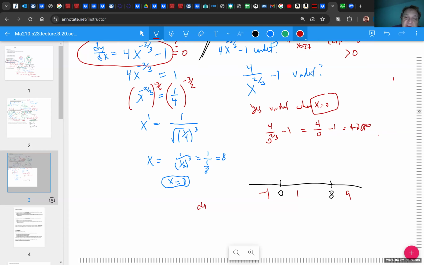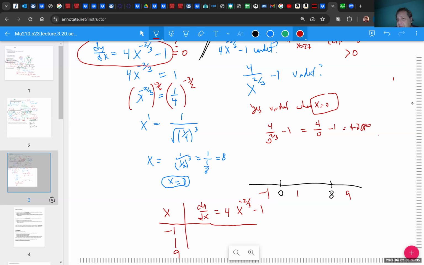So dy dx, and we're going to plug in x values. I'm going to plug in the x value of -1, then +1 and +9. So I'm plugging in a test value in each of these 3 regions and finding out what it is. So the derivative is 4 x to the negative 2/3 minus 1.